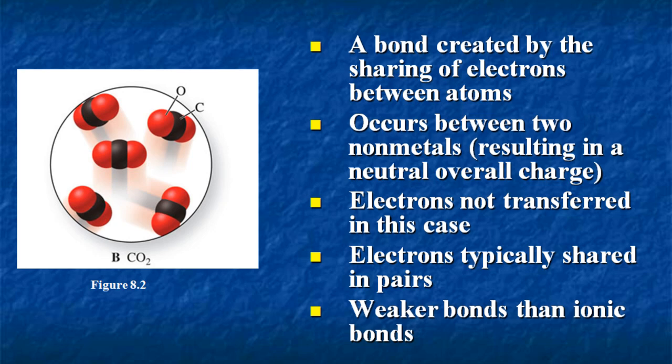And as I said, electrons are not transferred. They are shared. And electrons usually are shared in pairs. Remember when we talked about Lewis structures, I said electrons usually exist as pairs, right? When they are shared, so that's what it says. Electrons are typically shared in pairs, and compared to ionic bonds, these are weaker bonds. Ionic bonds are stronger than covalent bonds.